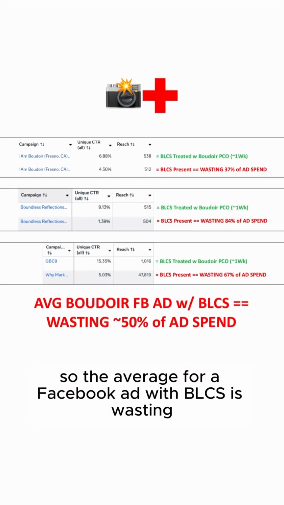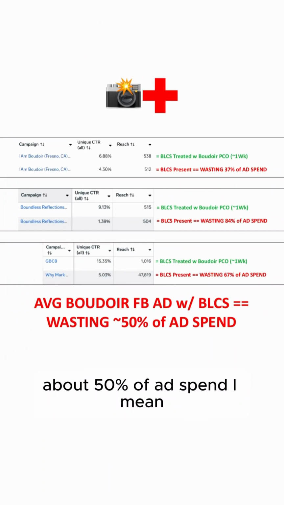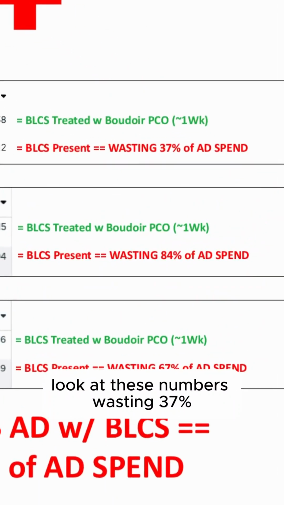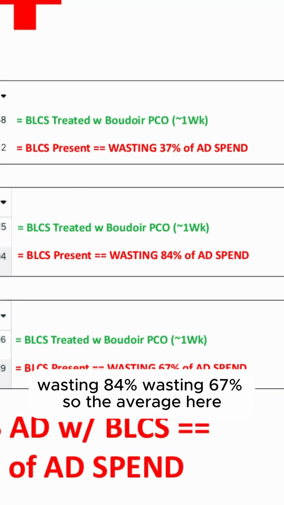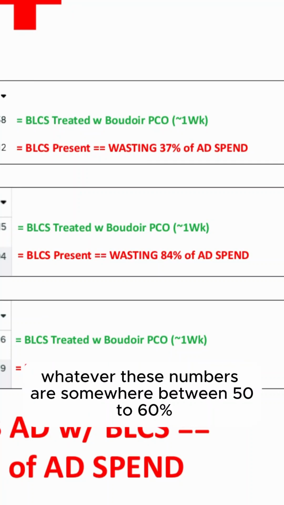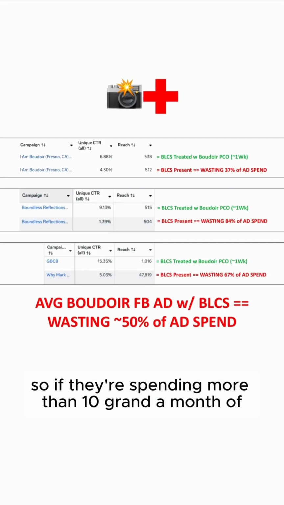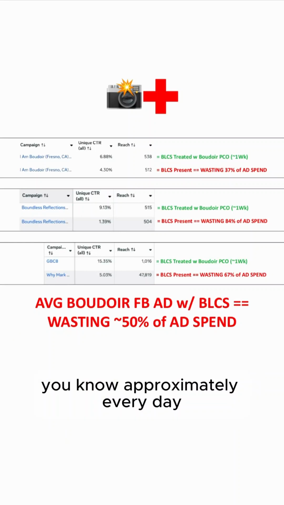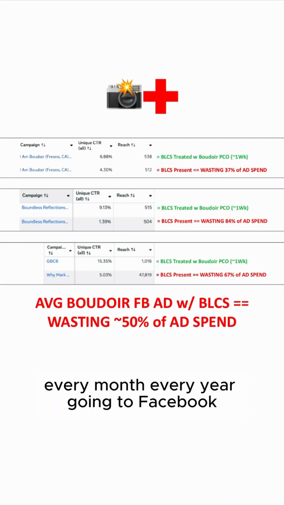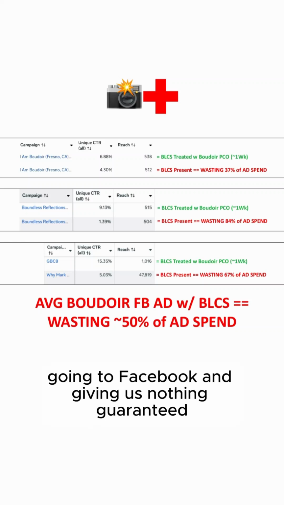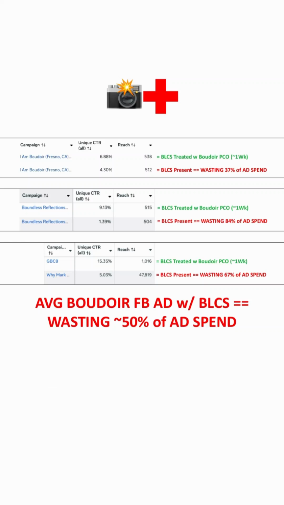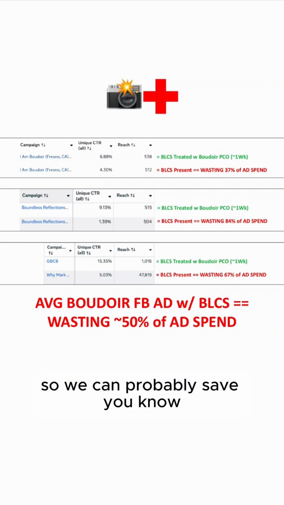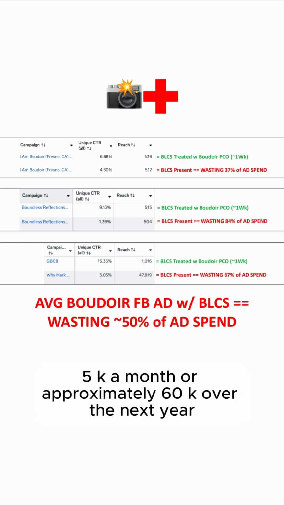So the average Boudoir Facebook ad with BLCS is wasting about 50% of ad spend. I mean, look at these numbers: wasting 37%, wasting 84%, wasting 67%. So the average here, whatever these numbers are, is somewhere between 50 to 60%. So if they're spending more than 10 grand a month on Boudoir Facebook ads, 5K is being wasted, approximately every day, every month, every year, going to Facebook, literally giving us nothing, guaranteed. So we can probably save 5K a month, or approximately 60K over the next year.